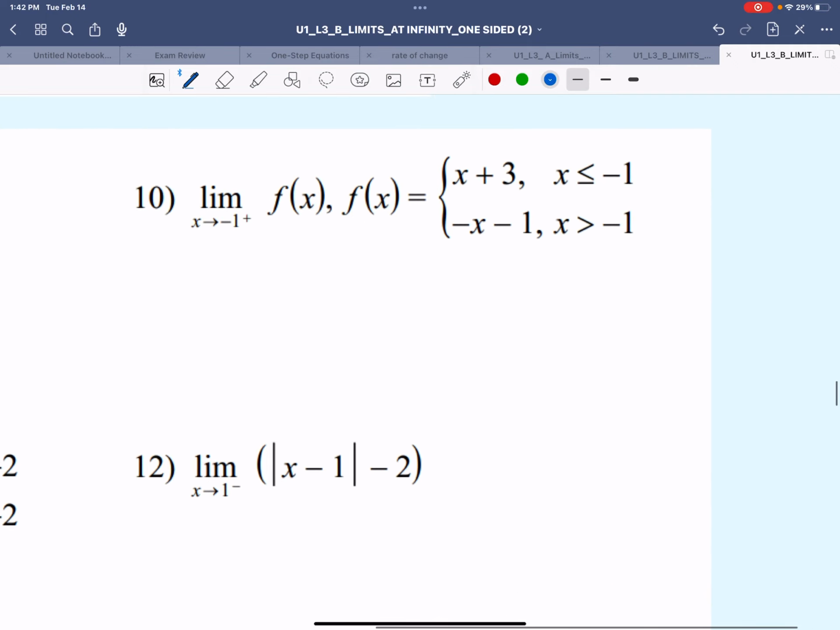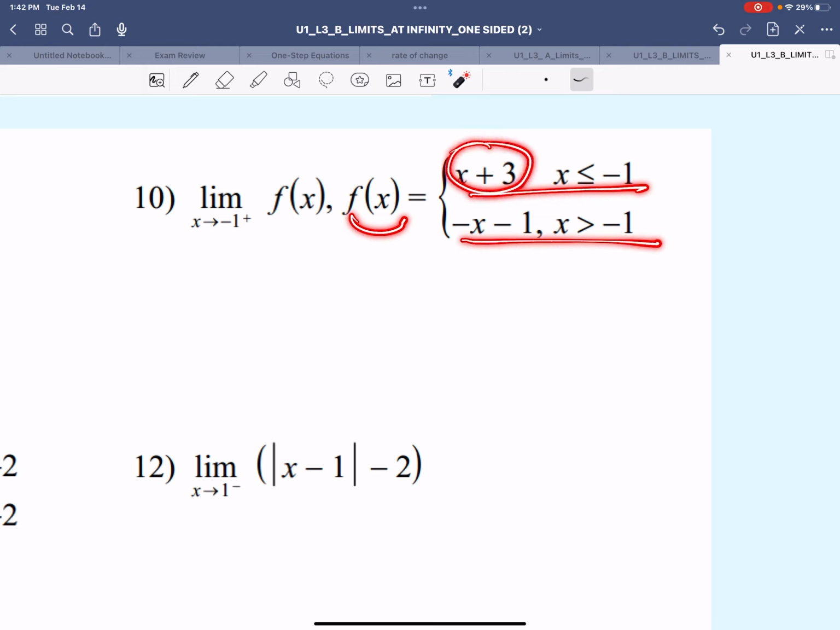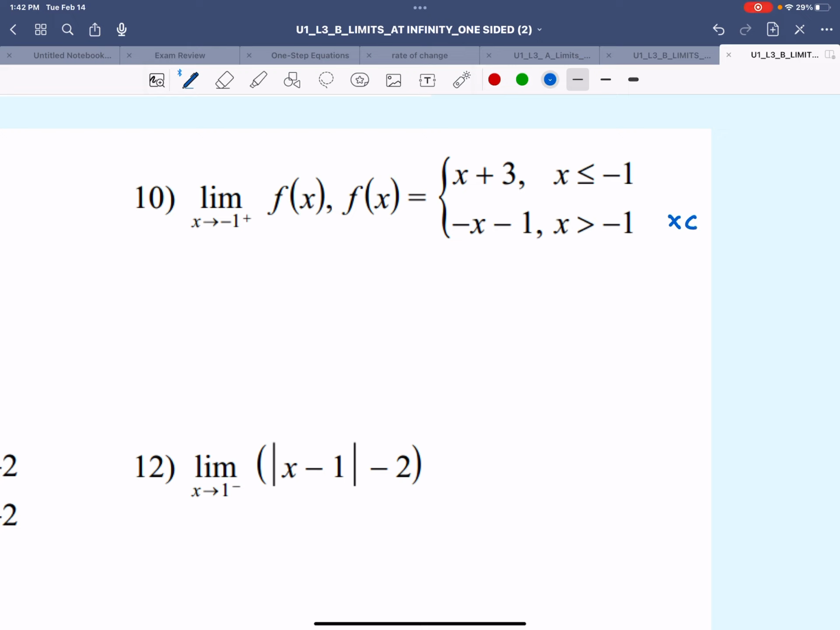So if you're approaching negative 1 from the right-hand side, we are in a similar situation here, a piecewise function made of two equations. Now the first one is for less than or equal to negative 1, and then the second is bigger than negative 1. So if you're approaching negative 1 from the right-hand side, that means we have to go with the second equation, because that's where negative 1 is located, okay?